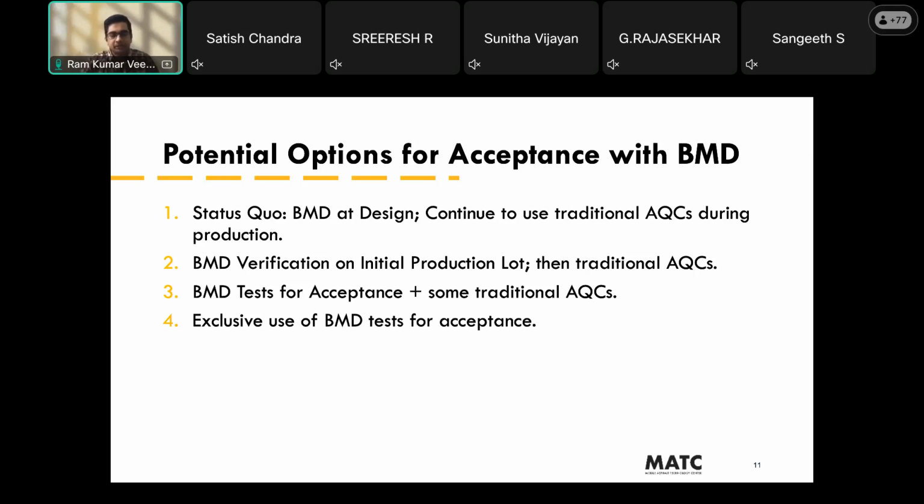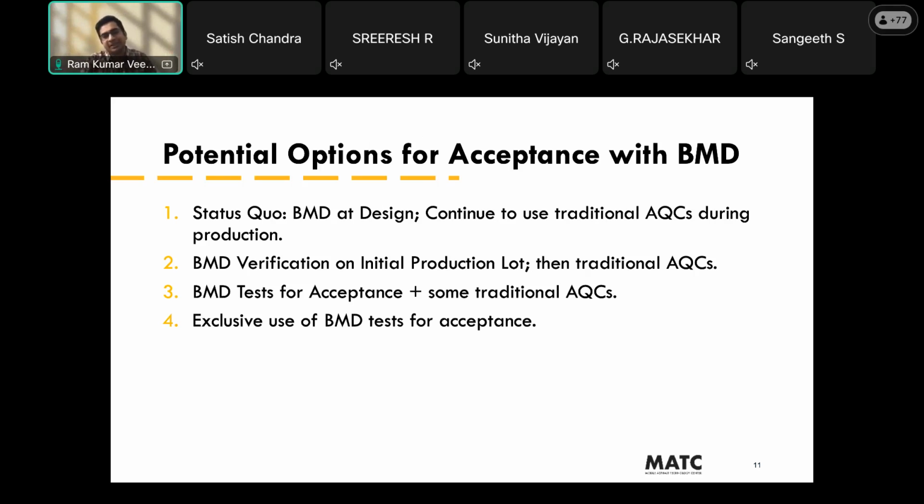And the final option is the exclusive use of BMD tests alone, not even worrying about the volumetrics, just BMD tests for acceptance. So this, as I mentioned, is a high risk category, and you have to meet the performance criteria established by that BMD without relying on the traditional acceptance quality control.